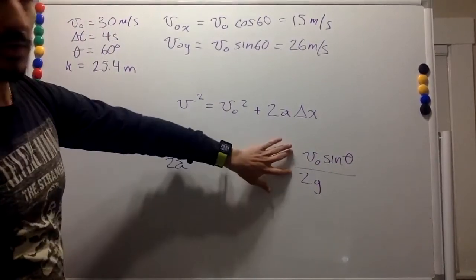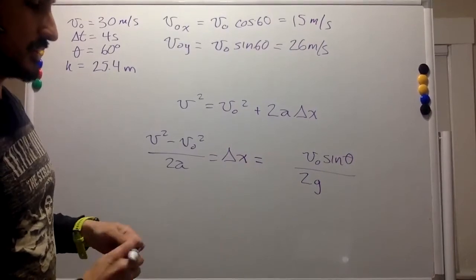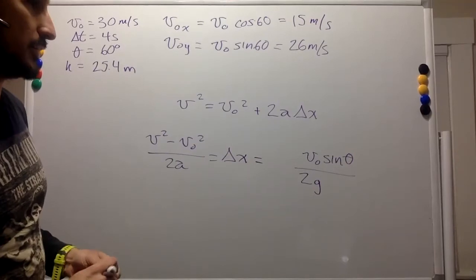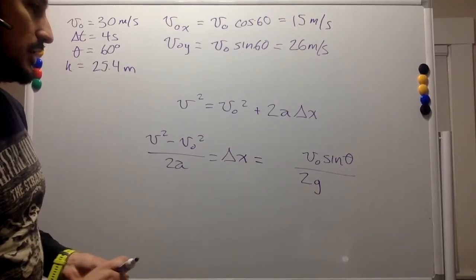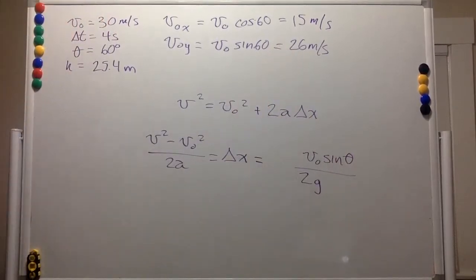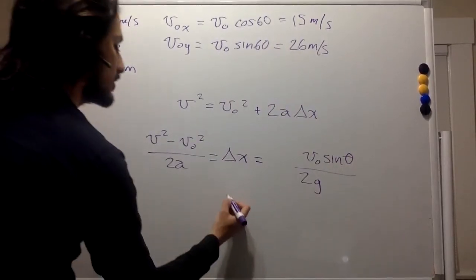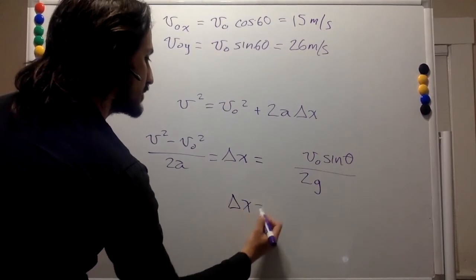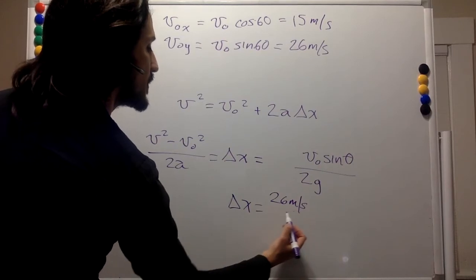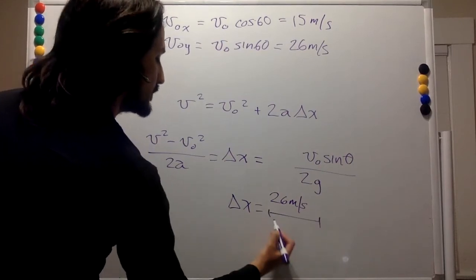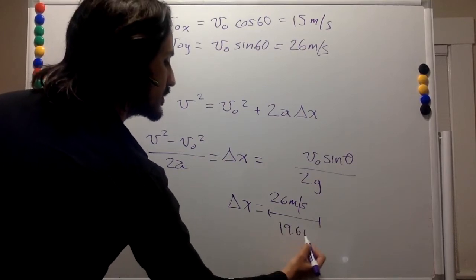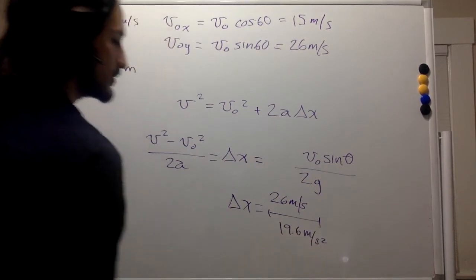And notice that this equation is completely general. This gives you the maximum height with any angle. Here we're looking for sine 60 in particular. So we can plug in our numbers there. So it's going to be 26 meters per second divided by 19.6 meters per second squared.